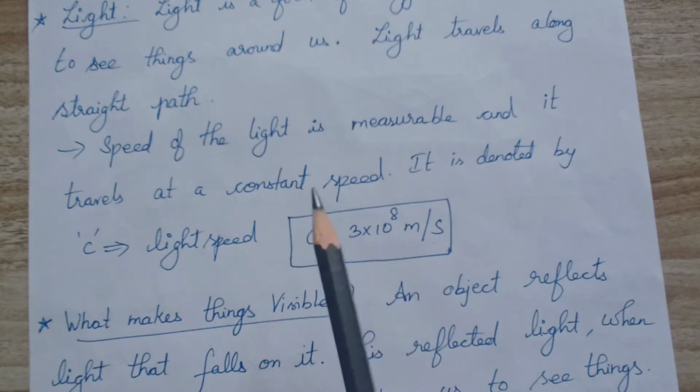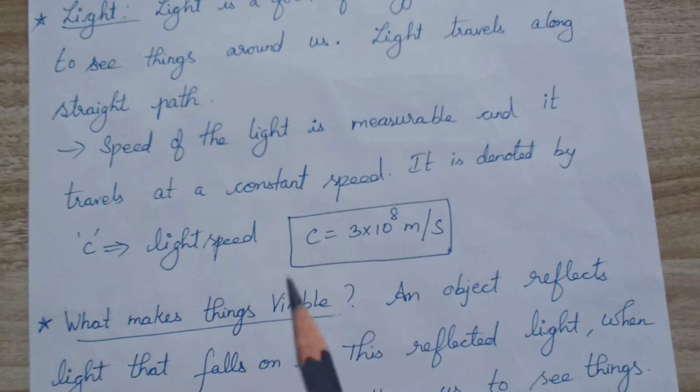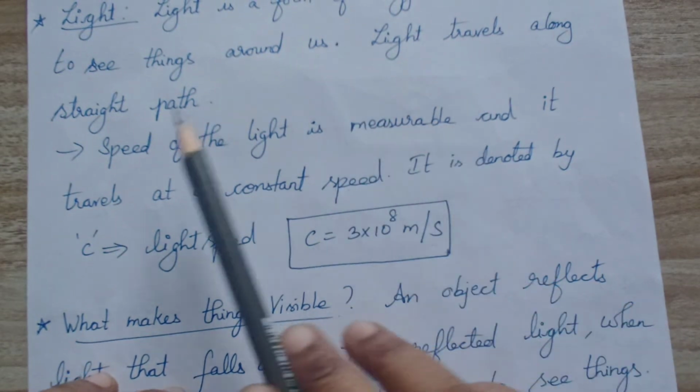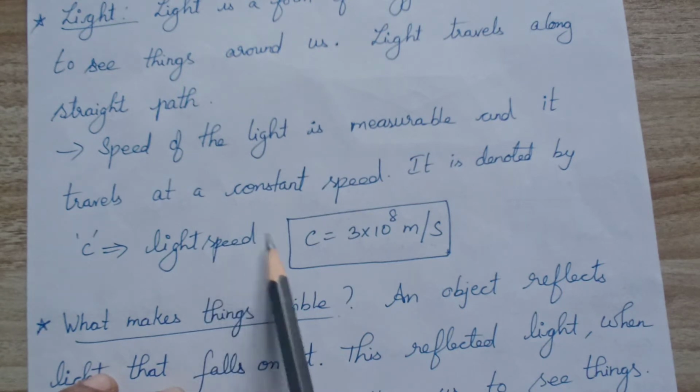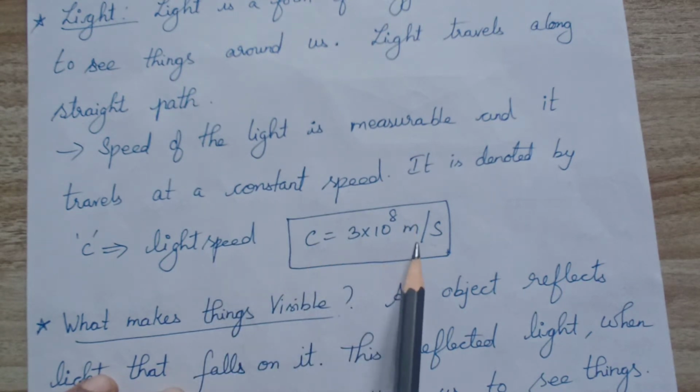Okay, that's all about this light. This we have studied in the lower class itself. Light is a form of energy which enables us to see things around us. It travels in a straight path, and the speed of light is equal to 3 into 10 to the power of 8 meters per second.